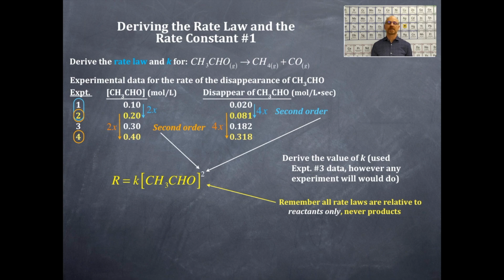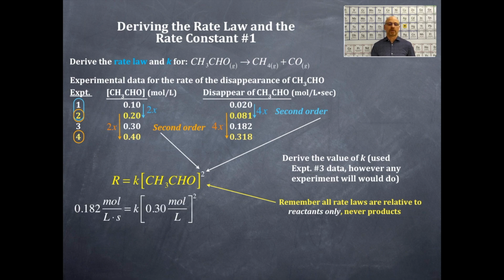Now, what we can do is pick any of the experiments 1, 2, 3, or 4. I'm going to choose experiment 3. Why experiment 3? I didn't use it in deriving the rate law, but it really doesn't matter. You can use any of the experiments you want, and this would be a good assignment for you to check. Once you have this rate law, derive the rate constant and the units for the rate constant using experiment 3, and then try another experiment, either experiment 1, 2, or 4.